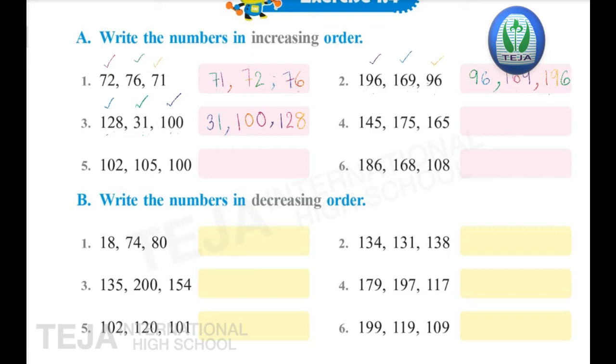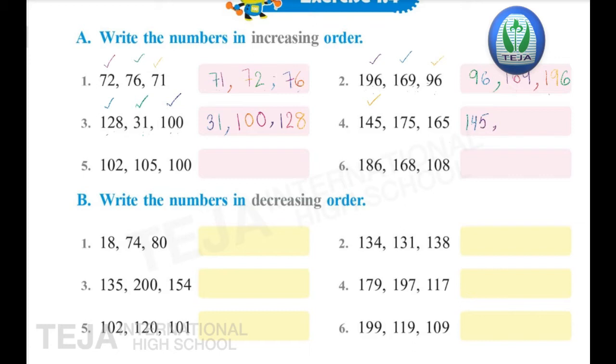Okay. Now next fourth one. Here the three numbers in the fourth question are 145, 175, 165. Okay. So all the three numbers are 3-digit numbers. Now here see. Which is smaller number here, children? What is the smallest number here? It's 145. The first number is smaller than the remaining two numbers. So we'll write 145 in the box.